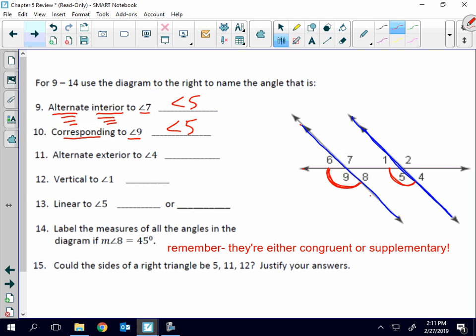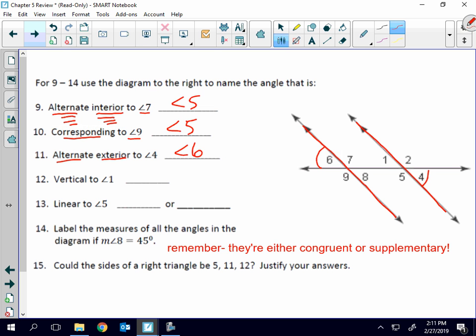All right, which angle is alternate exterior to angle 4? This one some people get much easier. So alternate means opposite sides of the transversal, exterior means outside the parallel lines. So here's angle 4. Outside is either 6 or 9. So which one's on alternating sides of the transversal? It's 6. This is angle 6.